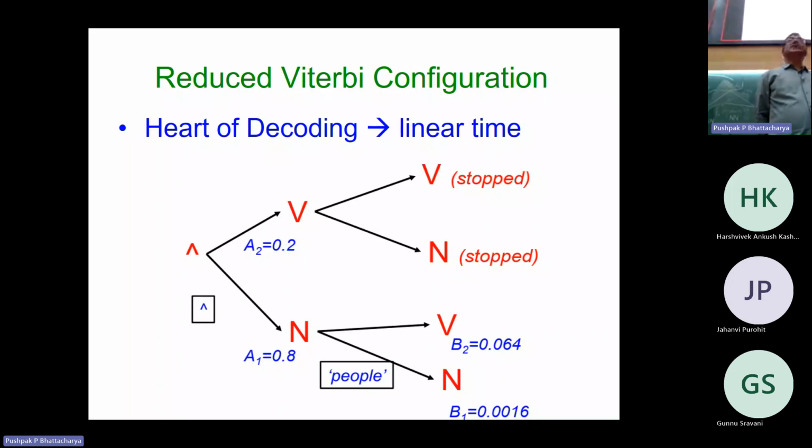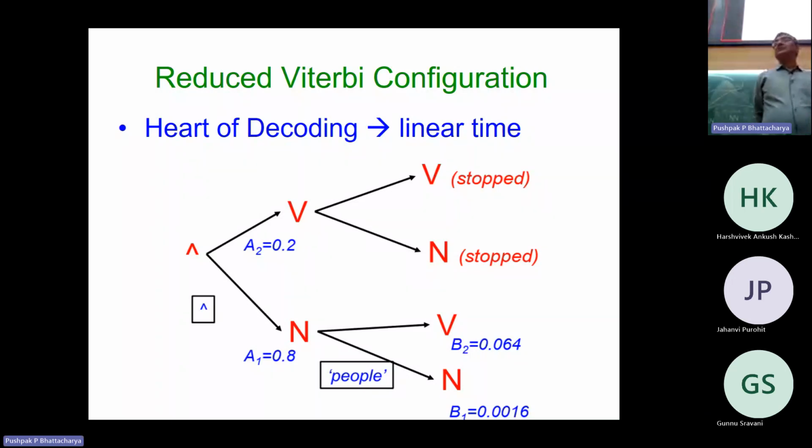Okay. So here comes the crux of the Viterbi algorithm. All those paths which end in V, we observe them, and only that path which has the highest probability value is retained. All other paths ending in V are dropped. Similarly, observe all the paths ending in N, and the path which has the highest probability ending in N is retained, all other paths are dropped. This is the heart of the Viterbi algorithm.